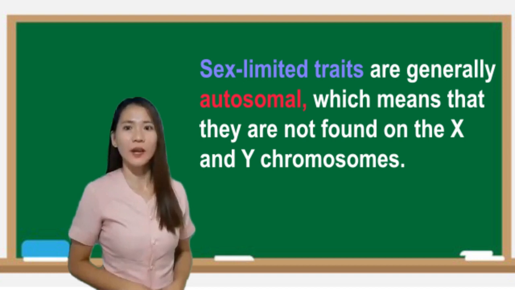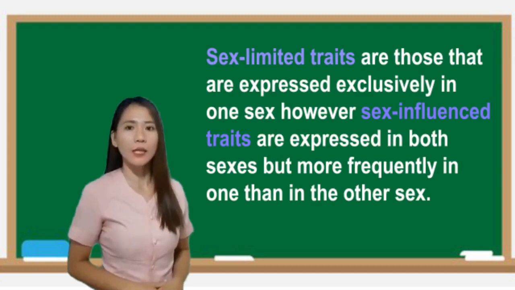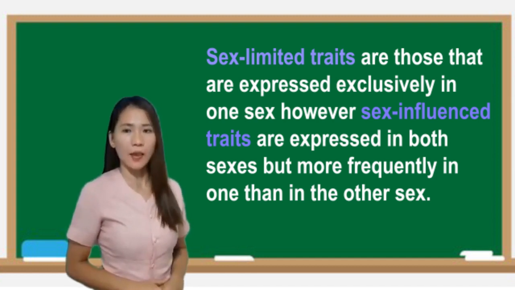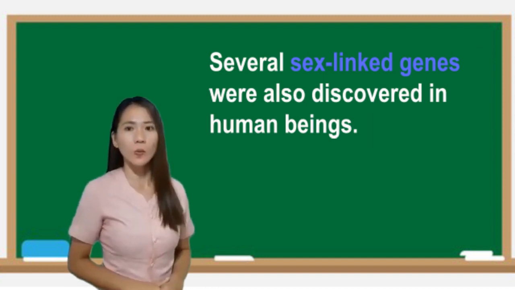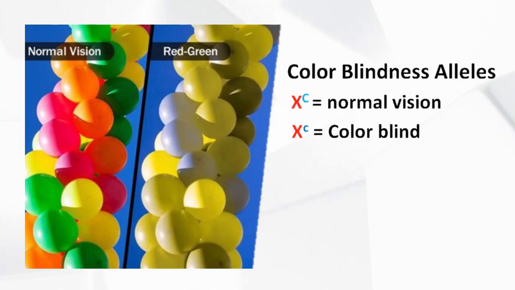Sex-limited traits are generally autosomal, which means that they are not found on the X and Y chromosomes. Sex-limited traits are those that are expressed exclusively in one sex. However, sex-influenced traits are expressed in both sexes but more frequently in one than in the other sex. Several sex-linked genes were also discovered in human beings. An example is color blindness. The ability to discriminate between the colors red and green is controlled by the gene located in the X chromosome.